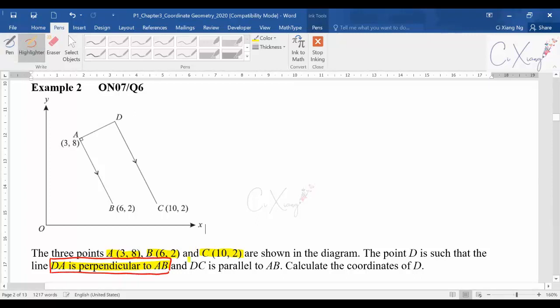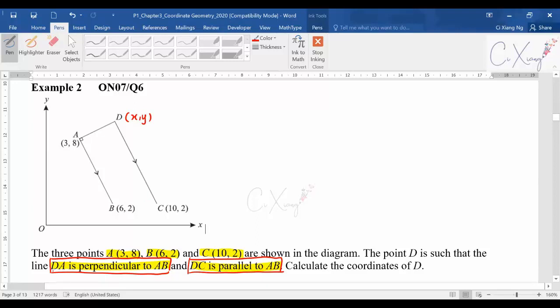And then after that, DC parallel to AB. And after that, they want you to calculate the coordinate of D. All right. So again, D, I don't know. So I will label it as X and Y first.